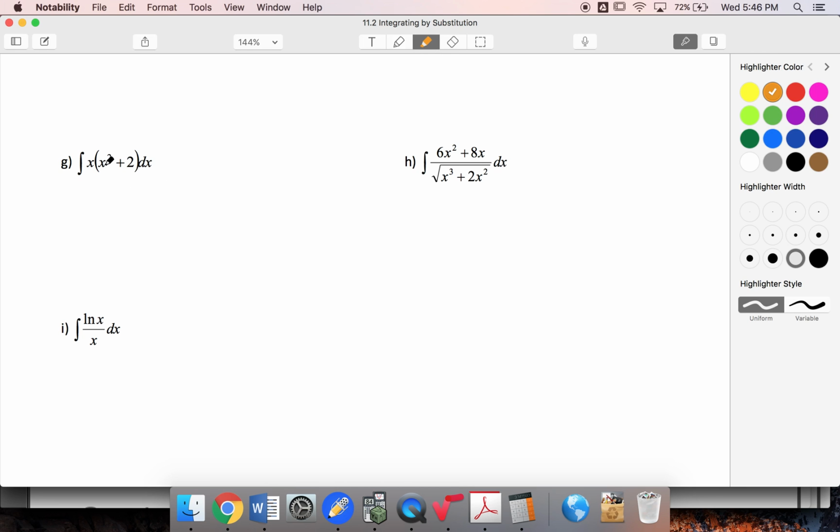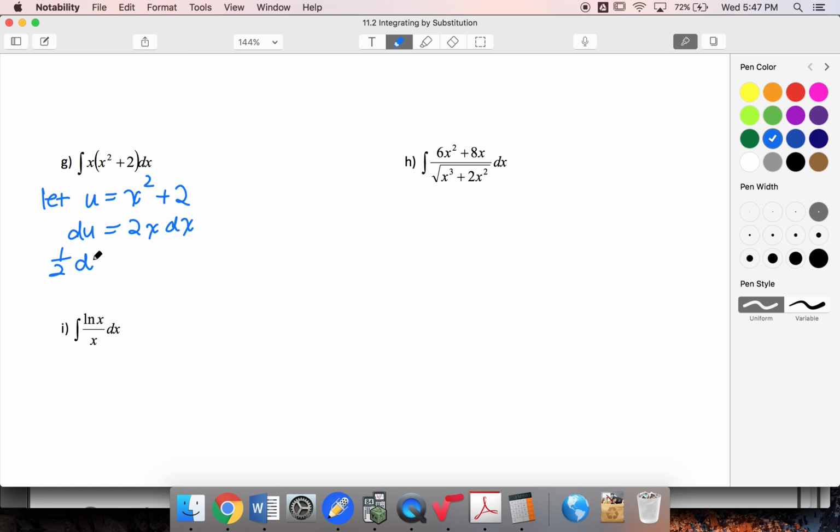here I see sort of an inside, and this looks like the derivative. So I'm going to let the inside be my u. And then I'm going to take the derivative. So this is du dx, yeah? But I'm going to multiply that dx to the other side. Now I can see x dx. So 1/2 du is x dx.